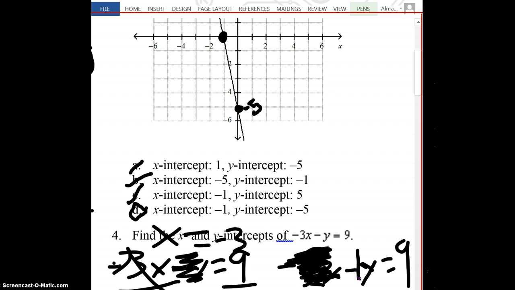To solve for the y-intercept, I cross out the x with the number in front of it. And in this case, the y is being multiplied by -1. So I'm going to divide by -1. And I end up with y equals -9. So looking through my answers, I know that my x-intercept is at -3, so I can right away cancel out A and D. And I know that the y-intercept is at -9, so the answer has to be B.